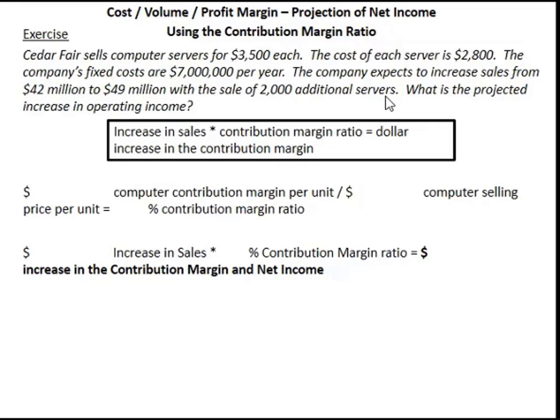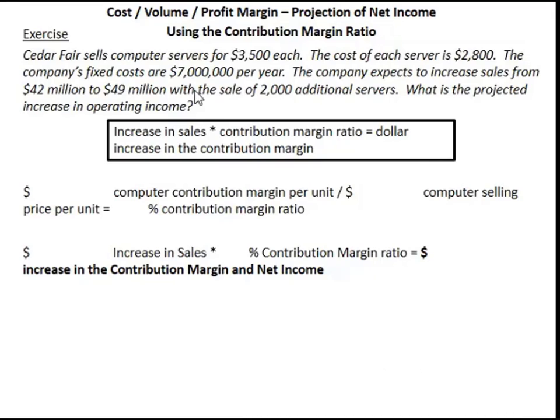And we can apply a simple formula to our projected volume increase and come up with our projected increase in our contribution margin, and therefore net income. It's our increase in sales times our contribution margin ratio. That's going to equal our dollar increase in contribution margin. So let's see how that works.